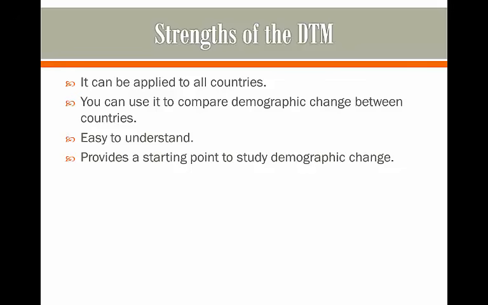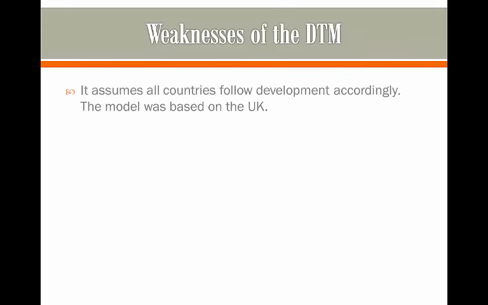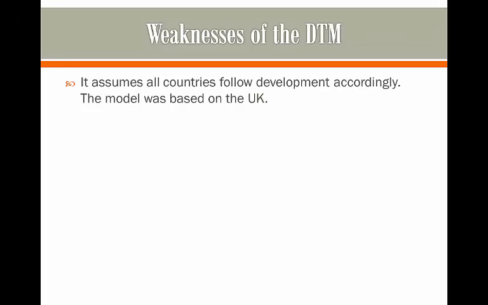Then it will have a low fluctuation point in the 4th stage and a decline in the 5th stage as it develops. Okay, now here are some of the weaknesses. Firstly, it assumes that all countries follow development accordingly, as the model is based on the UK, but as we all know, this is not true, because different countries will develop at different rates. Not all cultures are the same as the UK's.